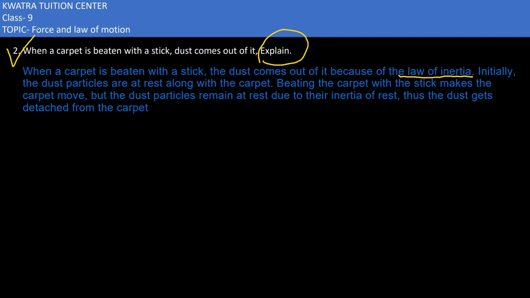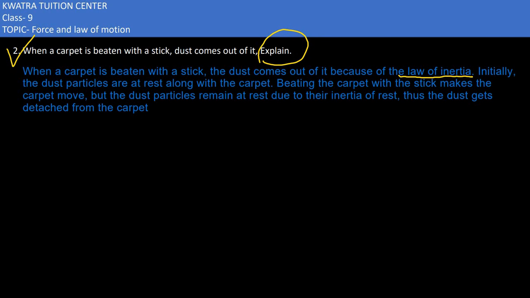The dust particles and the carpet are at rest. Both of them are at rest. And as soon as you beat it, when the carpet is beaten, it is suddenly set into motion. The sudden motion has been given to the carpet and the dust particles. Therefore, the dust particles tend to remain at rest due to the inertia of rest. Therefore, dust comes out of it.